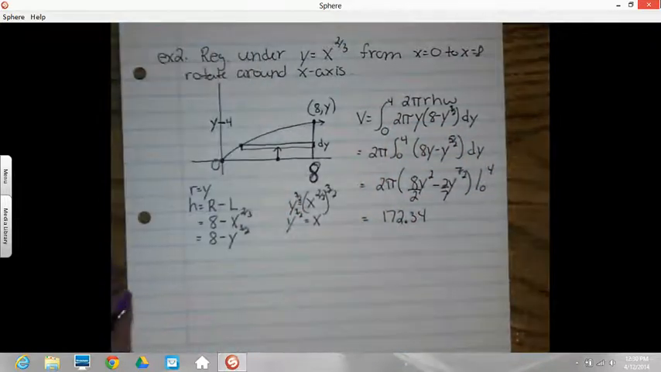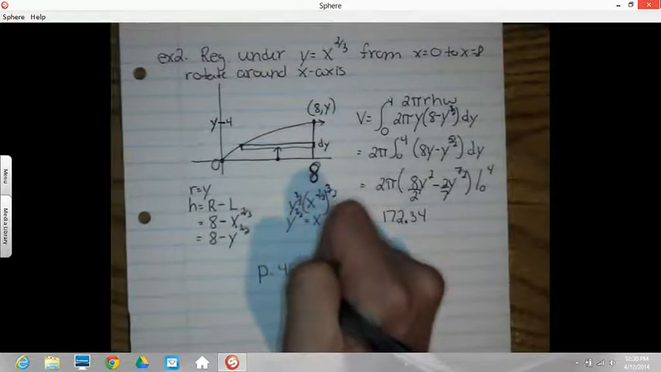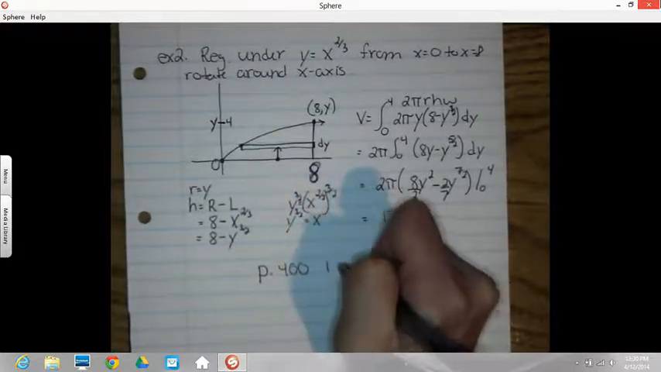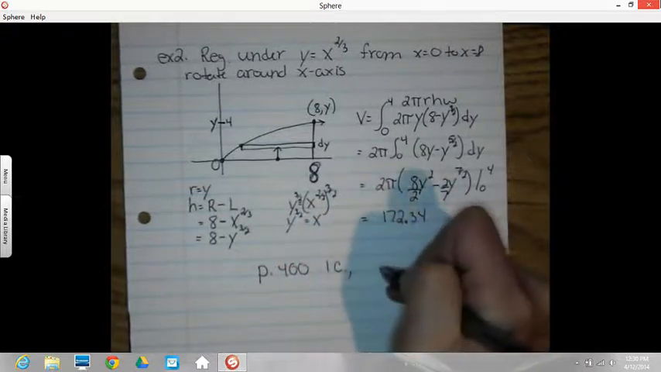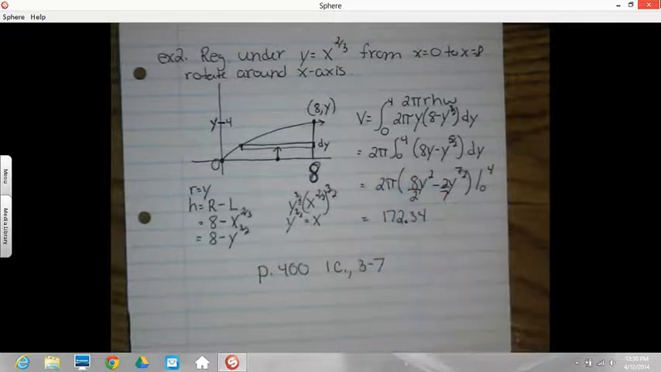Okay, just practicing a new technique today. Your assignment is going to be page 400, number 1, part C only, and then 3 through 7. That's 6 of them. Okay, ending there.